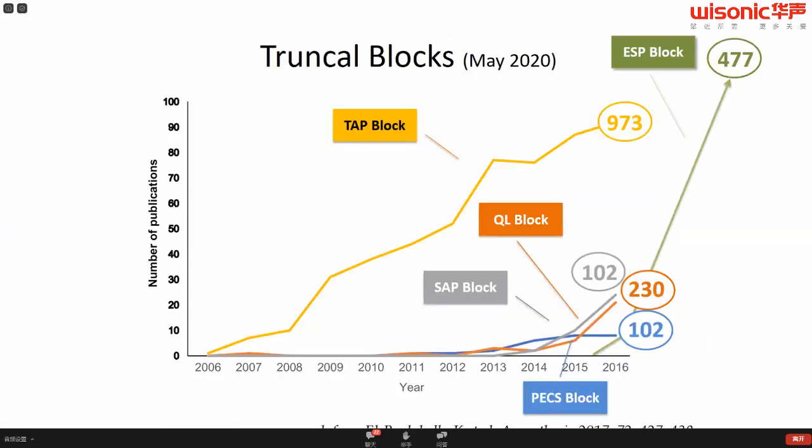Here you can see how often these blocks are found in PubMed. You can see the TAP block is one of the oldest blocks. The first description came in 2006, and up to now we have nearly 1,000 publications on the TAP block. But you can also see that the newest one is the ESP block. The first description comes from autumn 2016, and up to now we have nearly 500 publications on the ESP block.